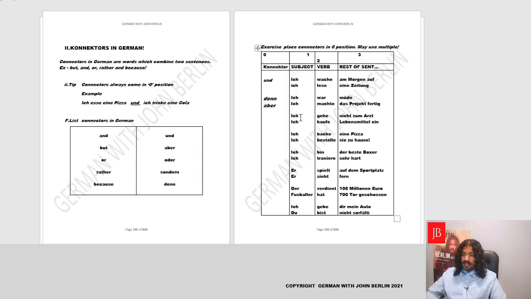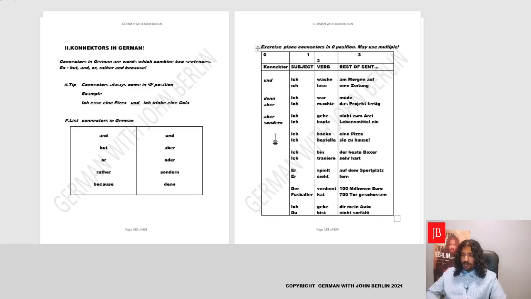Okay, moving forward. Ich gehe nicht zum Arzt. Ich kaufe Lebensmittel ein. I do not go to the doctor. I buy groceries. Yes? Now what could be said? I don't go to the doctor, but I buy groceries. I don't go to the doctor, rather, I buy groceries. I would accept both. So let's say, ich gehe nicht zum Arzt, aber ich kaufe Lebensmittel ein. Ich gehe nicht zum Arzt, 'rather' would be sondern ich kaufe Lebensmittel ein. Yes?